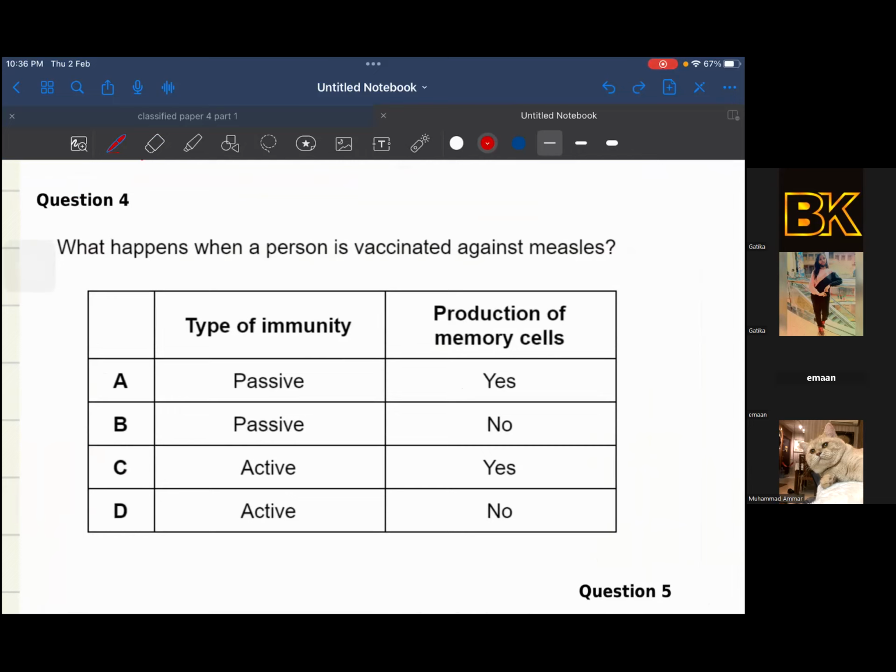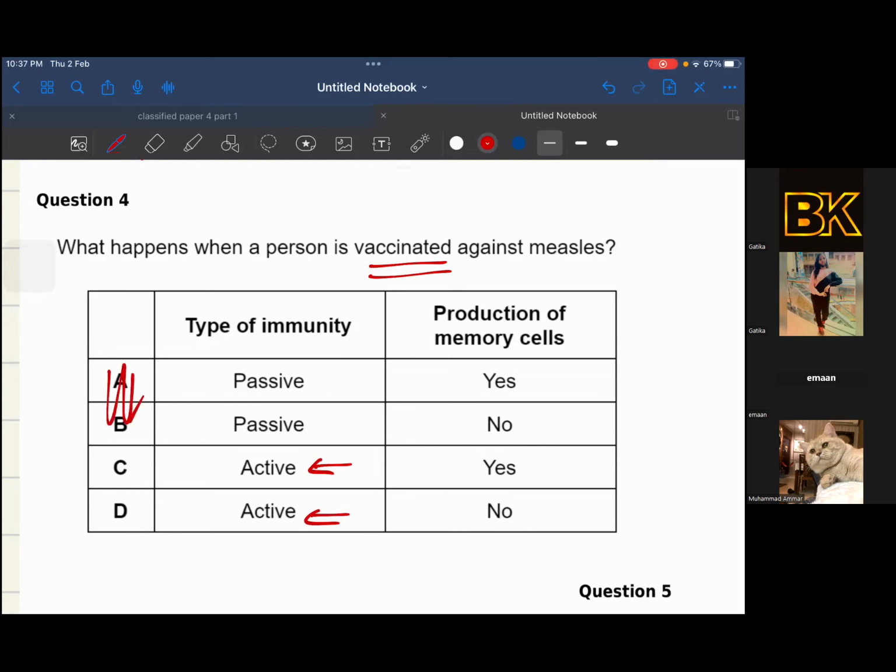Amar, tell me. They are vaccinated. So what type of immunity is it? Vaccinating means putting the weakened pathogen, so the immune system is activated. It is what? Active. Okay.